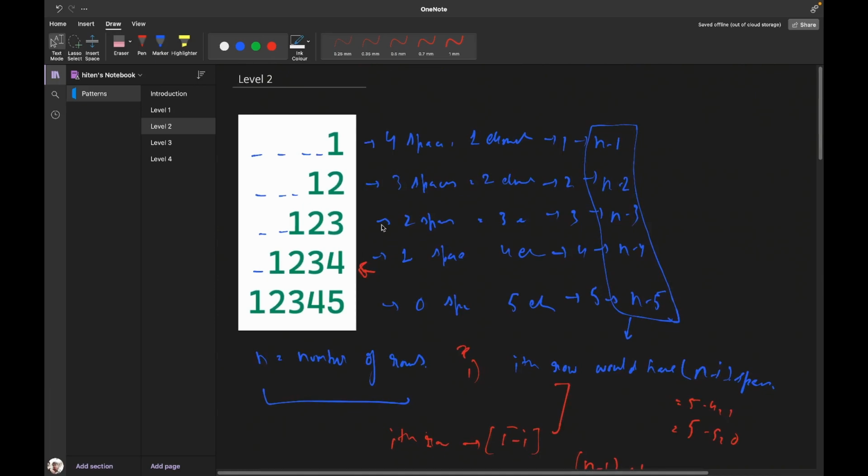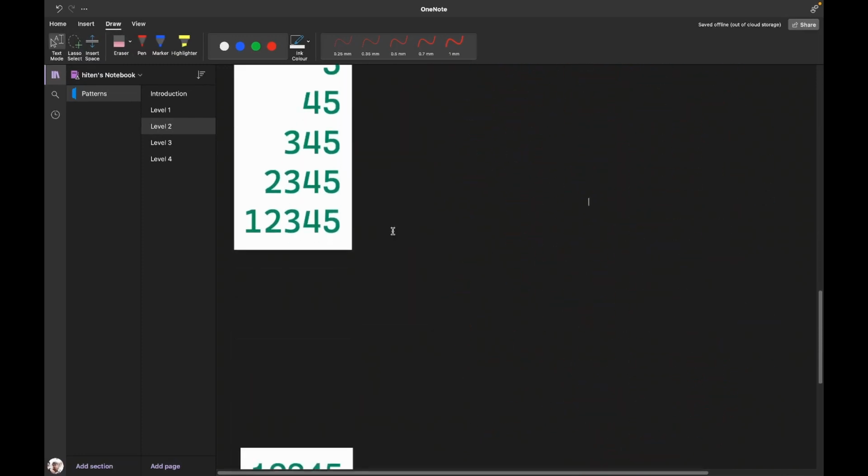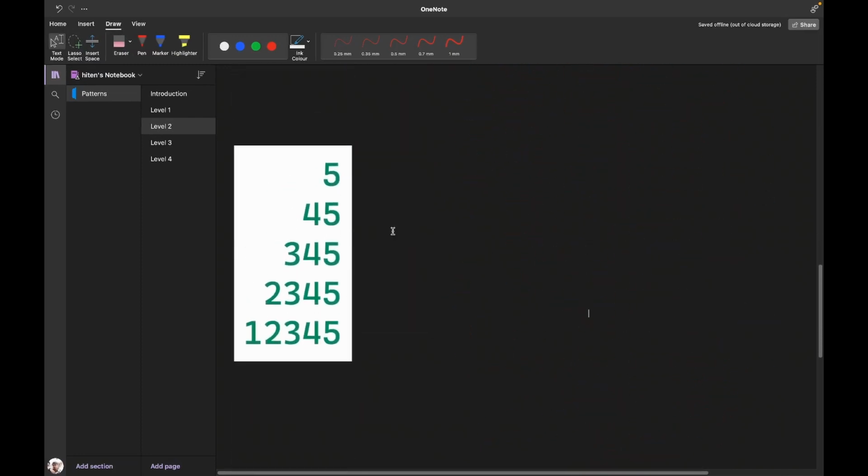But in this pattern, we need to print 5 in the first row, then 4 5 in the second, 3 4 5 in the third, 2 3 4 5 in the fourth, and so on.